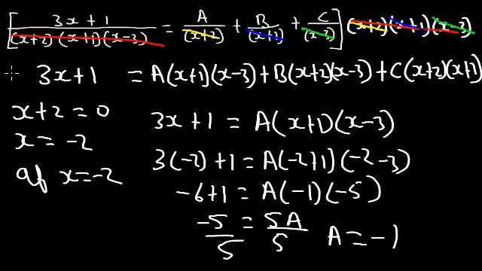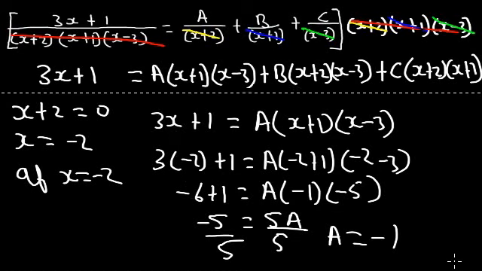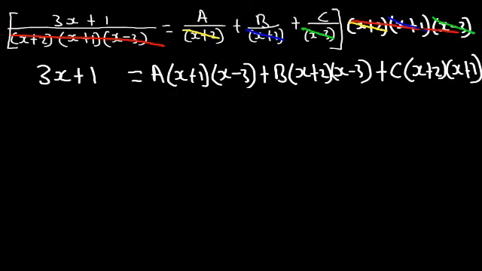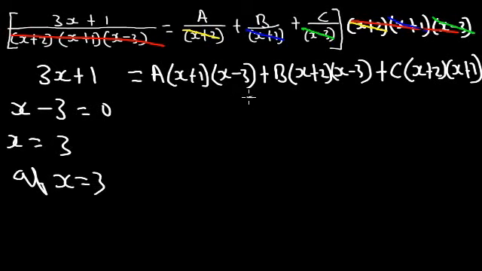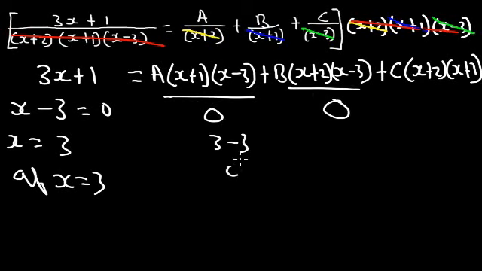Perfect. Now on to c. To determine c, we need to look for the term that is similar in a and b. So what should that be? That would be x minus 3, x minus 3. So setting x minus 3 equals 0, x equals 3. At x equals 3, this is 0, this is also 0. Because we have 3 minus 3, that's 0. 3 minus 3, that's 0. Perfect.